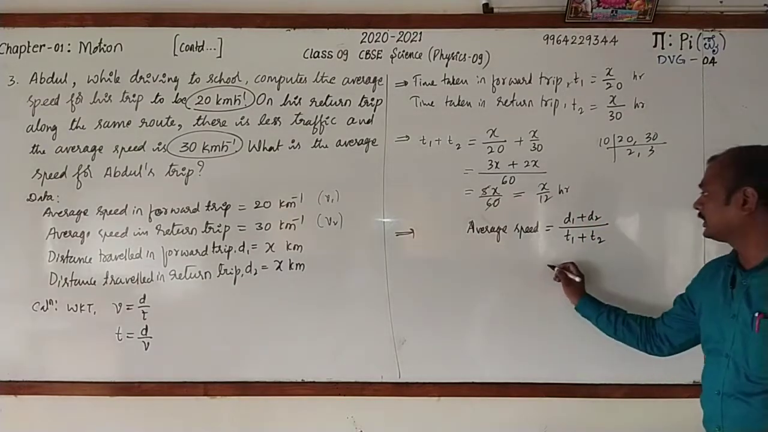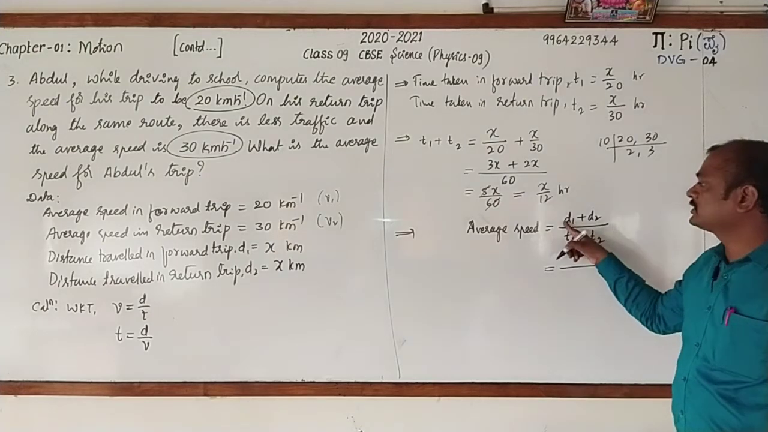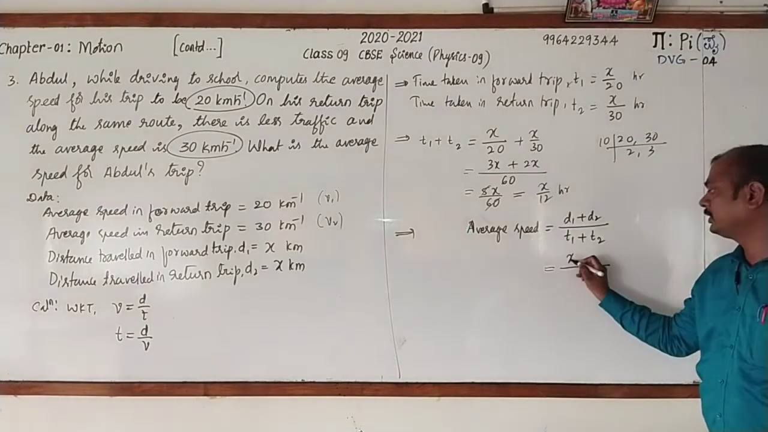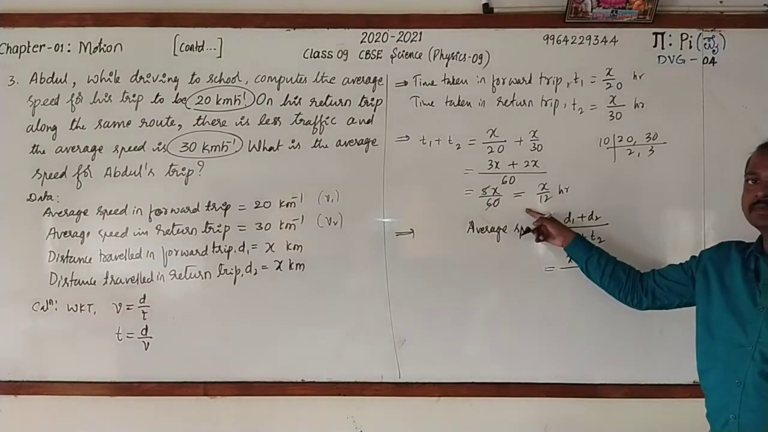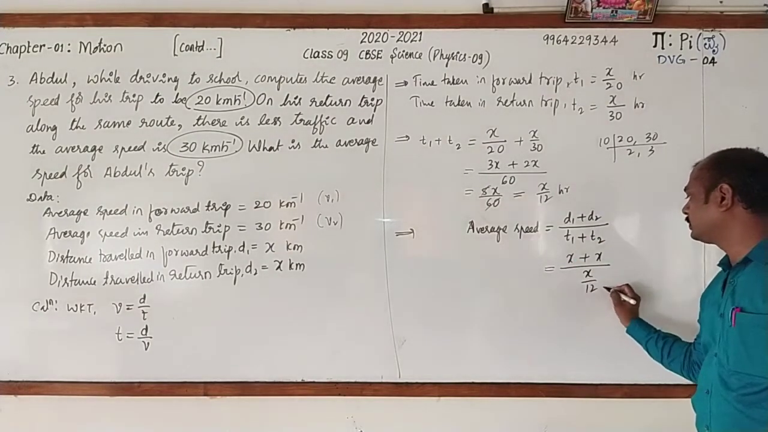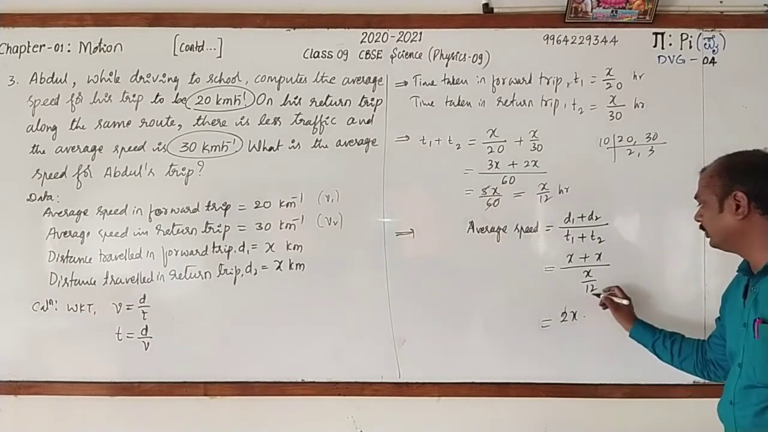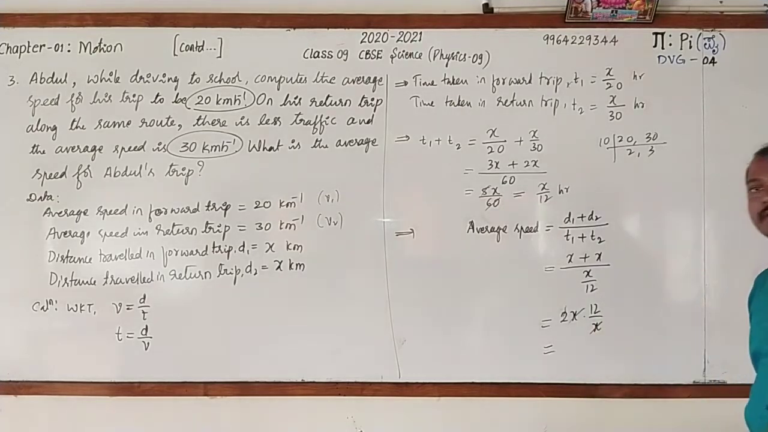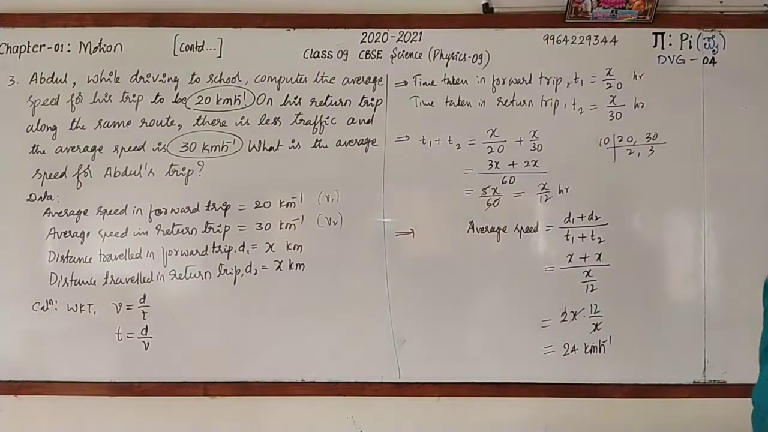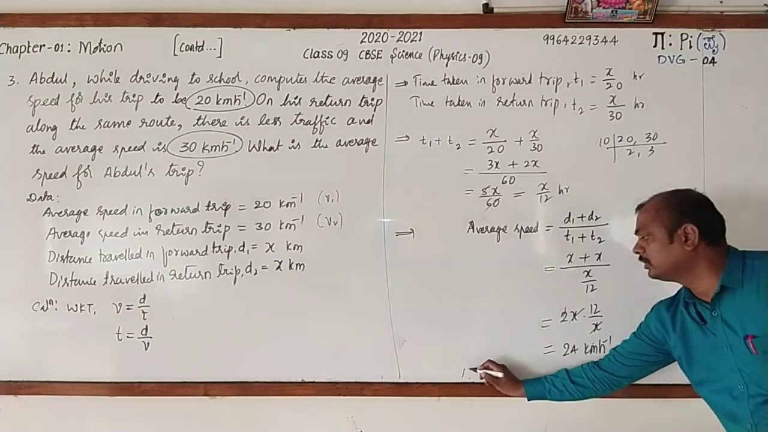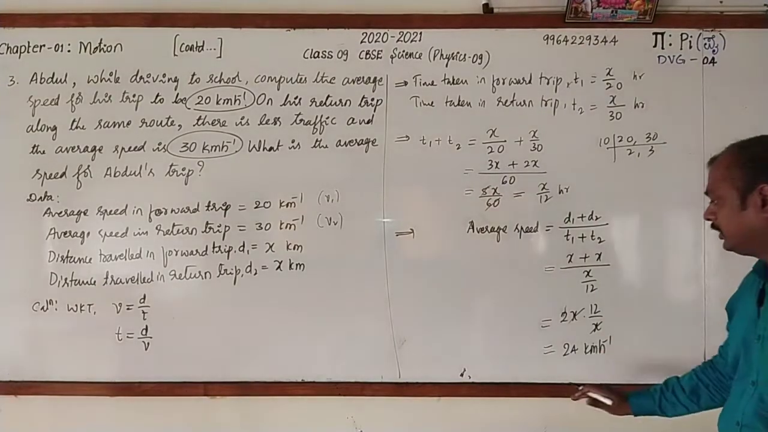Clear? Next, average speed, total distance by total time taken in two cases. What is the distance covered in first forward trip? X. And return trip, that is also x kilometer. T1 plus T2 you can substitute directly. It is x by 12, which is equal to, this is 2x into 12 by x. x gets cancelled. 12 2s are 24 kilometer per hour. Clear? So you can write the conclusion as the average speed for Abdul's trip is 24 kilometer per hour.